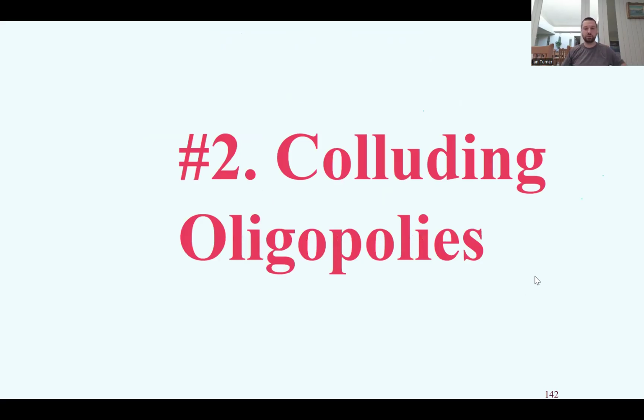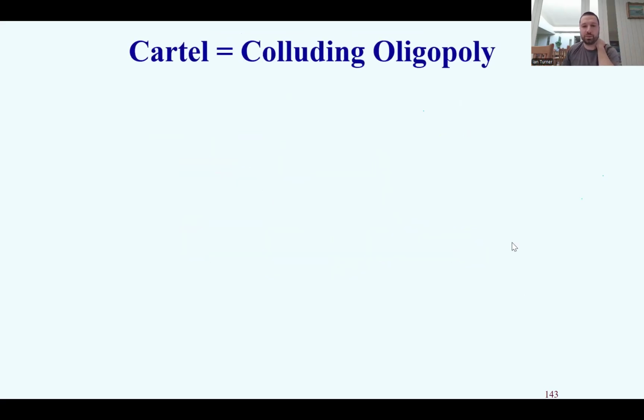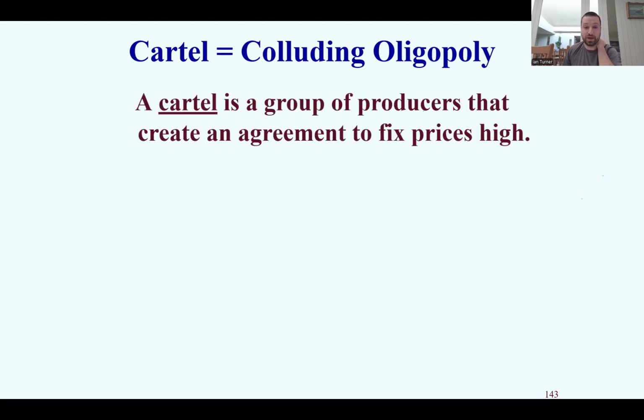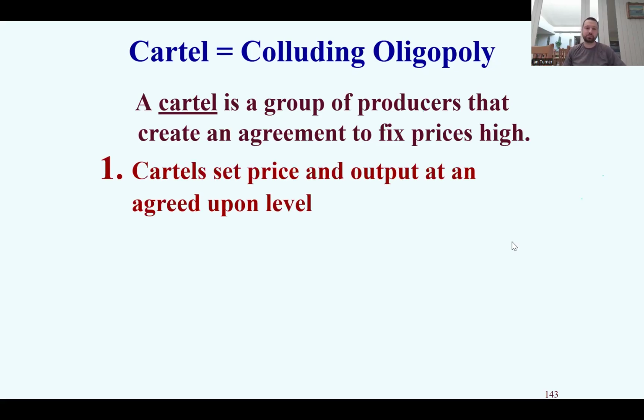All right. Colluding oligopolies. All right. So this is the one you want to know the graph for, but it's not going to be that bad. So remember, a cartel is a type of colluding oligopoly. Okay. We've mentioned this word in class, but we never really defined it. So a cartel is a group of producers that create an agreement to fix prices high. Sorry, I can't talk. Fix those prices high. Okay, cartels set a price level and output at an agreed upon level.